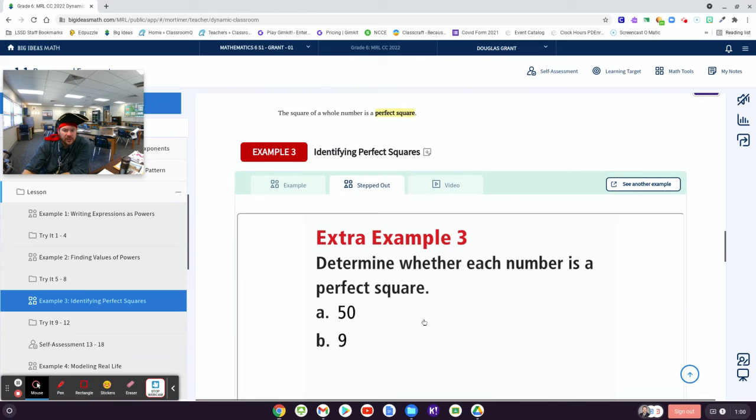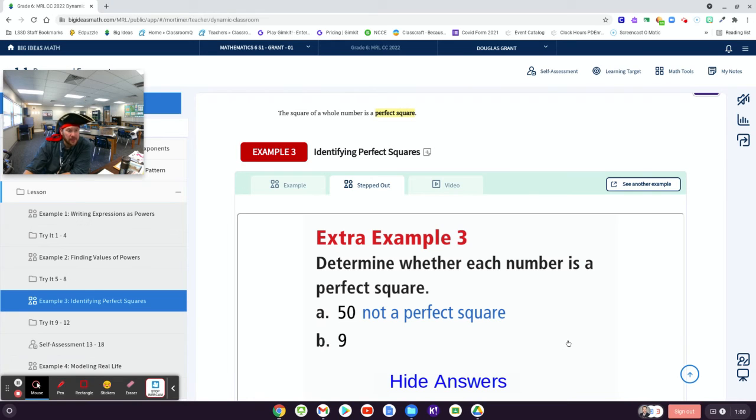Determine if 50 is a perfect square. It is not a perfect square. 7 times 7, 7 squared, is close to 50. It's 49, but that's not 50. What about 9? Is 9 a perfect square? 9 is a perfect square because 3 times 3 is 9. There is a number you can multiply by itself to get 9.